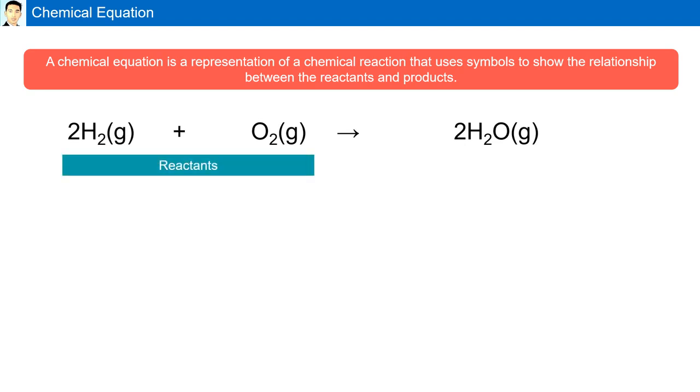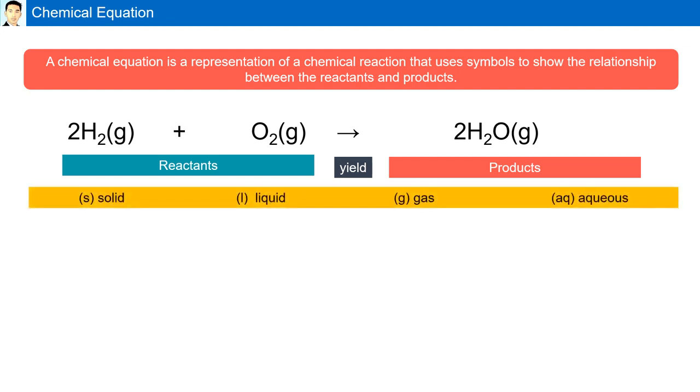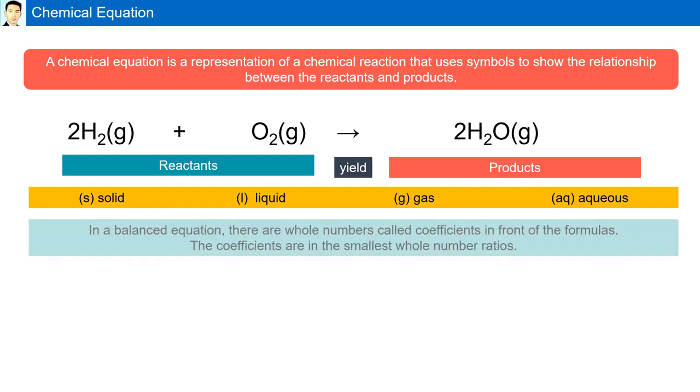The reactants are written on the left side of the arrow, while the products are written on the right side. The arrow can be expressed as "yield." Letters in parentheses are used to denote the state: (s) solid, (l) liquid, (g) gas, and (aq) aqueous, meaning dissolved in water. In a balanced equation, there are whole numbers called coefficients in front of the formulas. The coefficients are in the smallest whole number ratios.